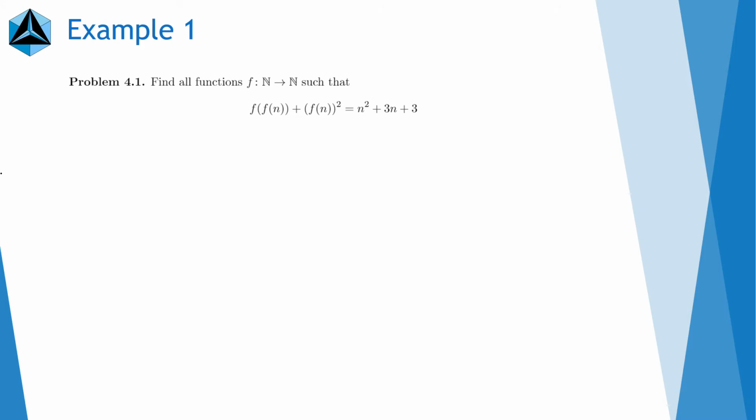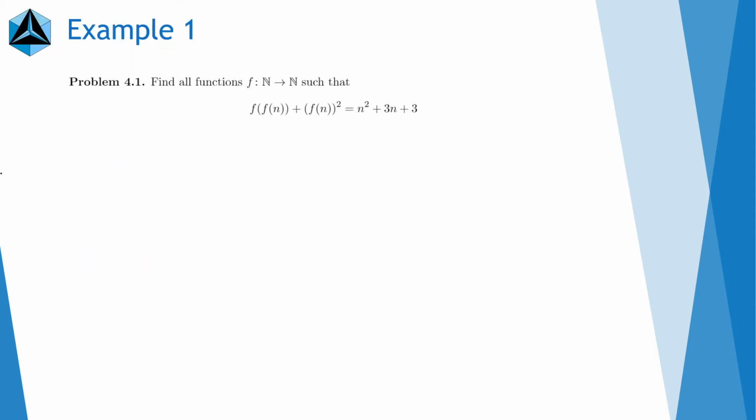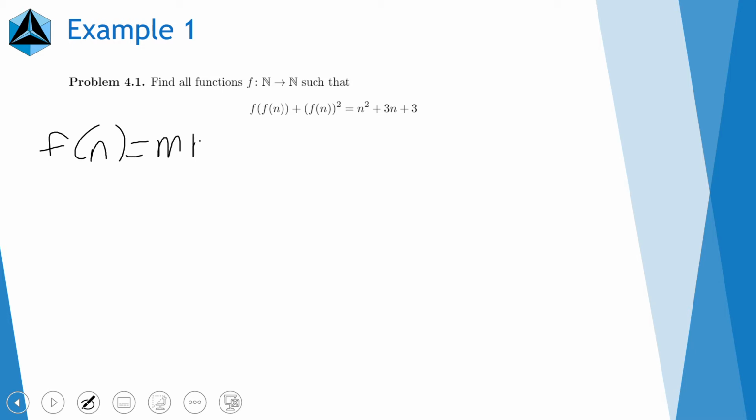So find all functions f that map natural numbers to natural numbers such that f of n plus f of n squared is equal to n squared plus 3n plus 3, okay? So, going back to our tips earlier, the first tip was to find the answer. So, we first want to find all linear solutions here because those are probably our best bet. So, let's write f of n is equal to mn plus b and see which constants m and b satisfy this equation, okay?